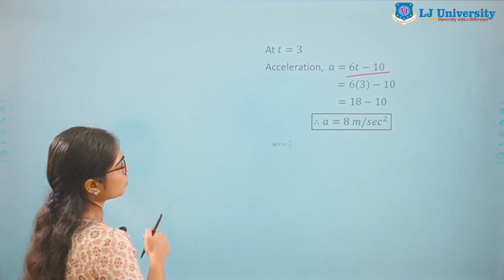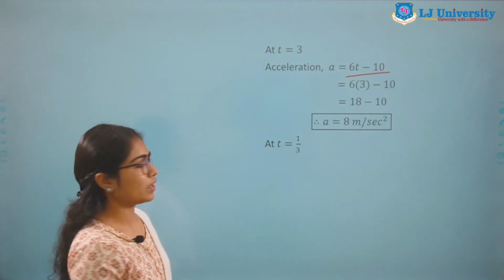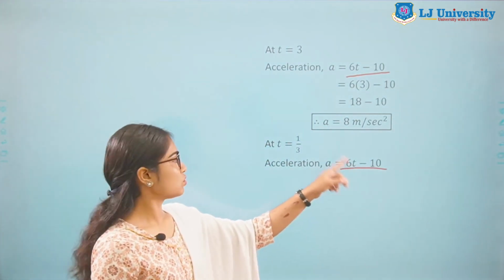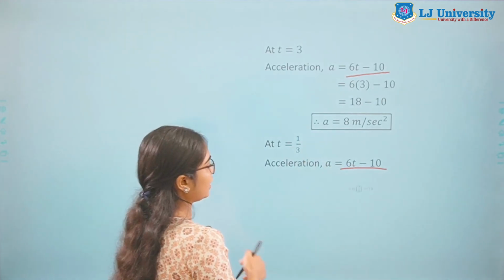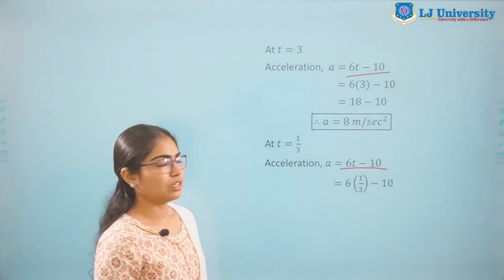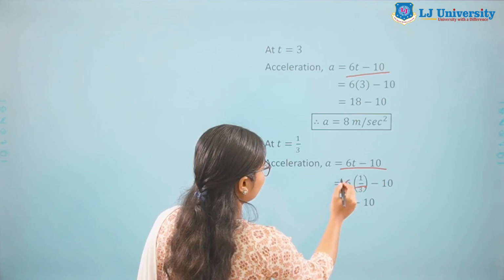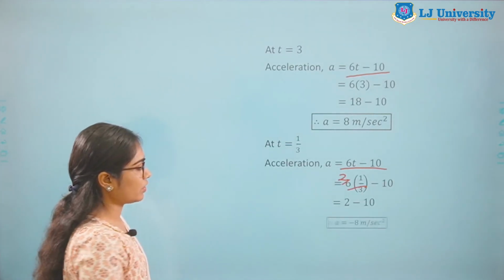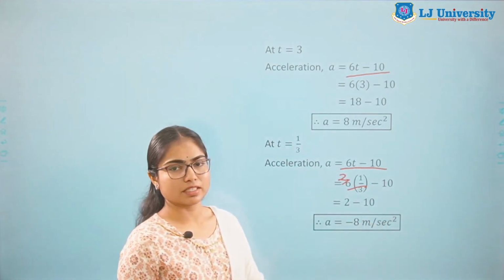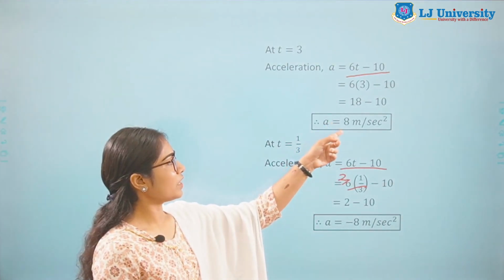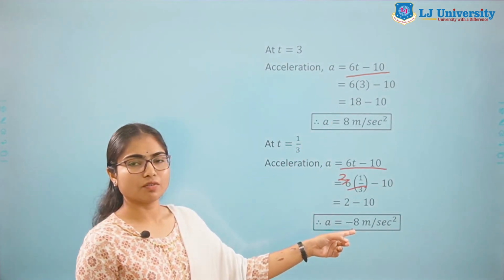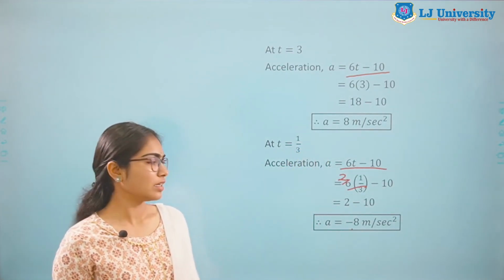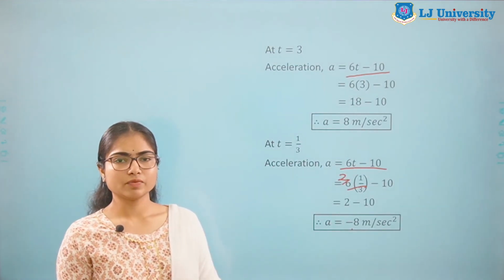Next, when t = 1/3, acceleration a is 6t − 10. We put t = 1/3 in this equation. So here it is 6 into 1/3 − 10, which equals 6/3 is 2. So 2 − 10, which equals −8 meter per second square. So here we get the value of acceleration in positive, here we get the value of acceleration in negative. This positive value means velocity is increasing, negative value means velocity is decreasing.